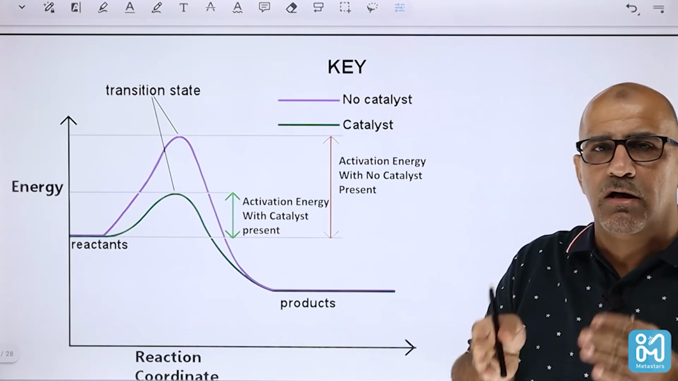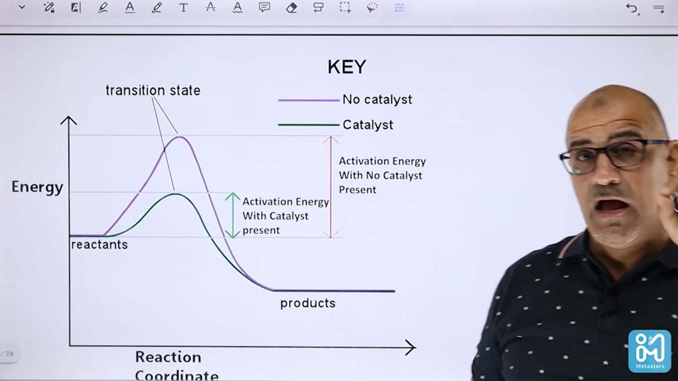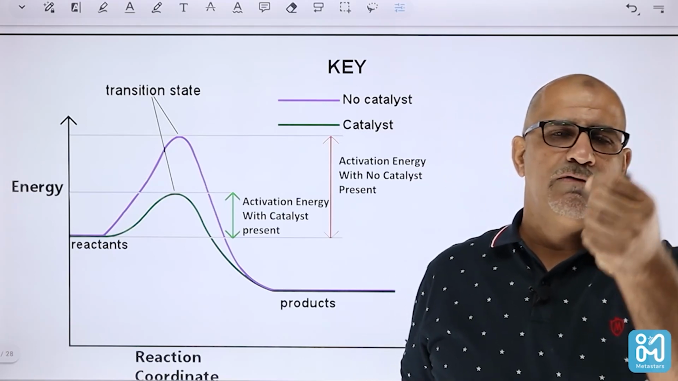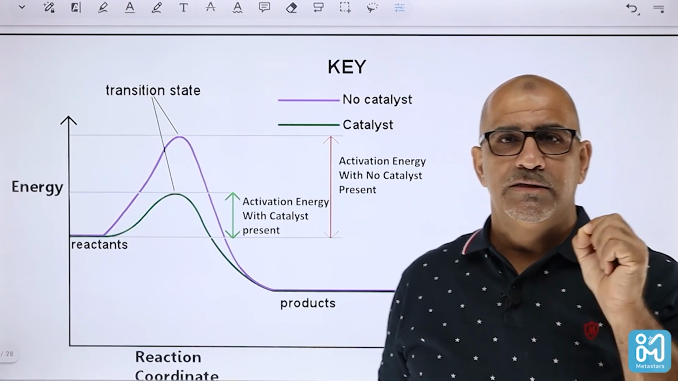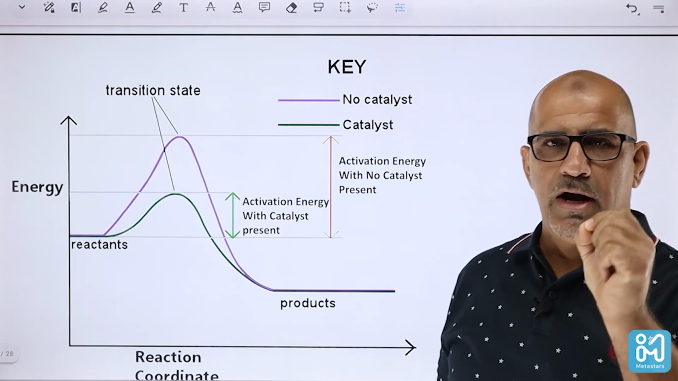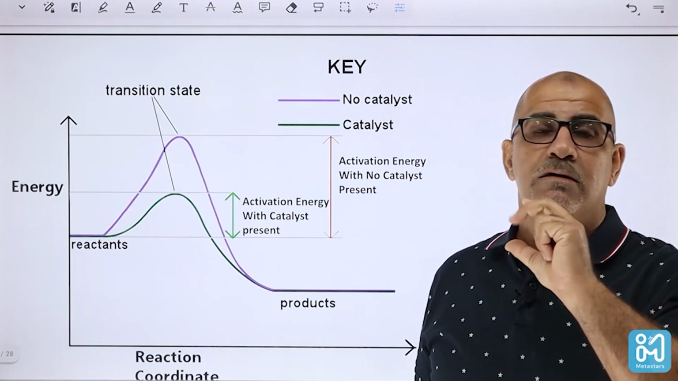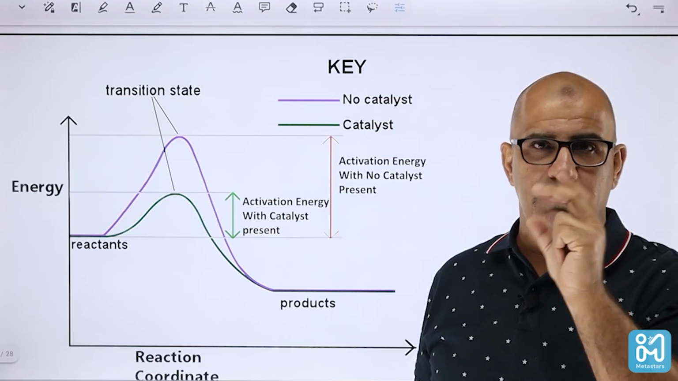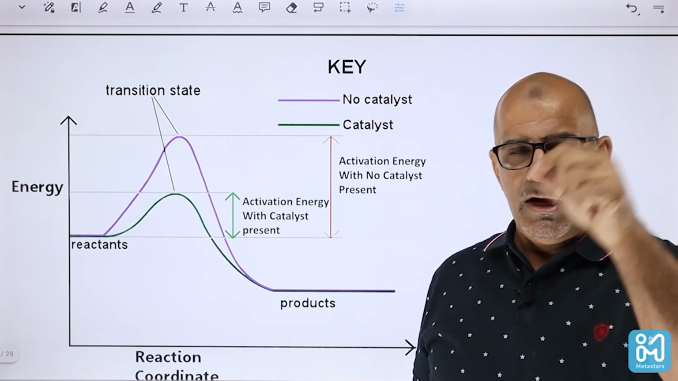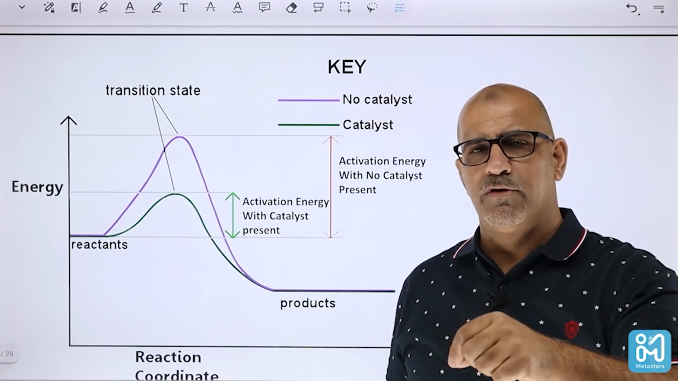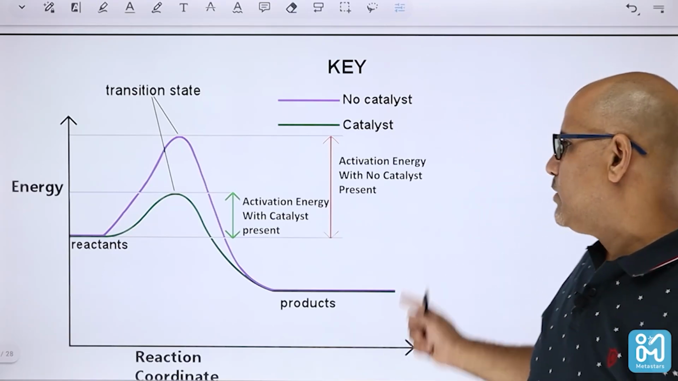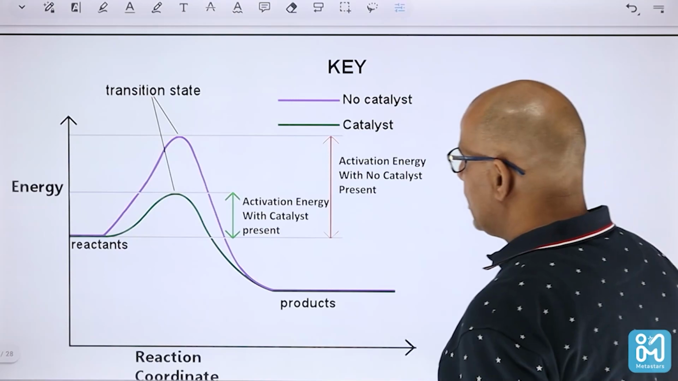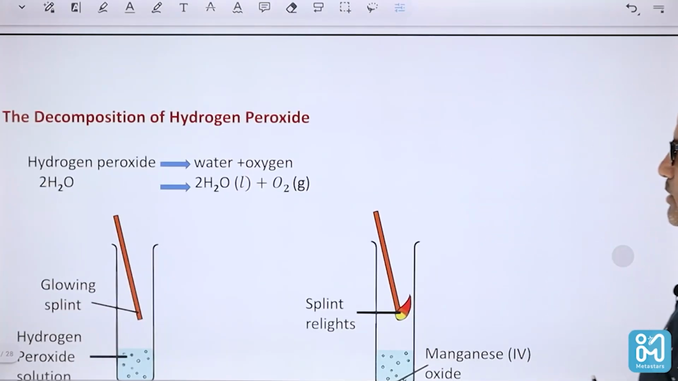So that's the role of the catalyst. If he's asking you what's the role of the catalyst, you shall say that the catalyst speeds up the chemical reaction and it is not chemically changed, and it provides an alternative route for the chemical reaction by lowering the activation energy or with a lower activation energy.